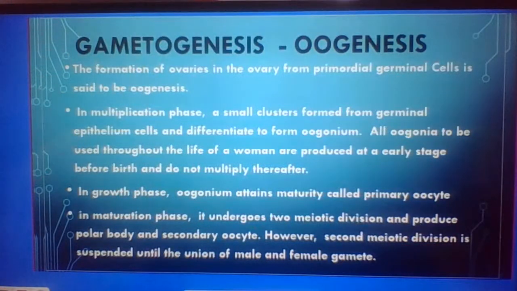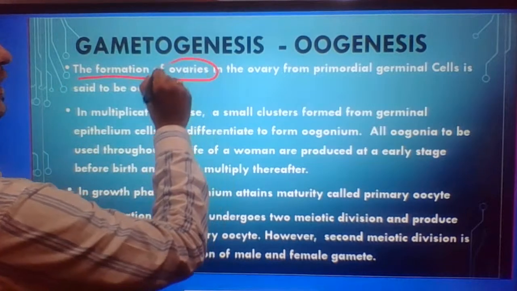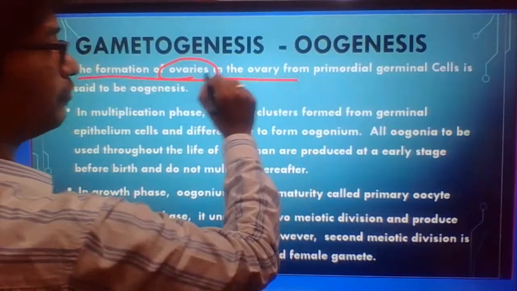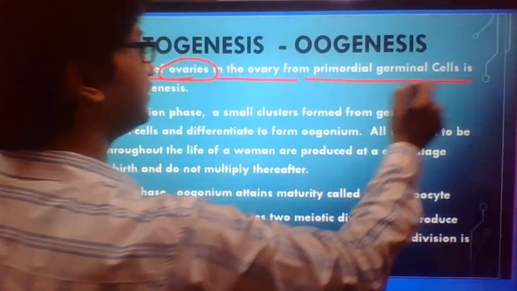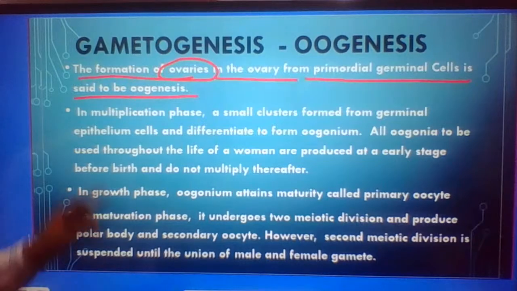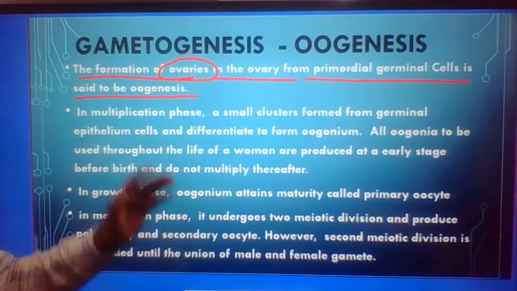Now we move on to oogenesis. Already I gave the comparison of spermatogenesis and oogenesis. We have already studied oogenesis in enough detail. But still, the formation of the ovary in a female, and the testis in a male. So in the ovary, from the primordial germ cells, it is said to be oogenesis in the case of a female.